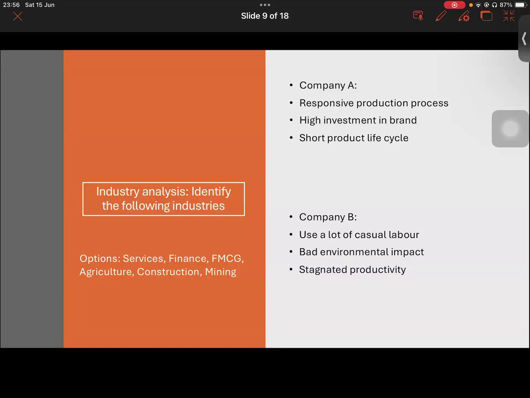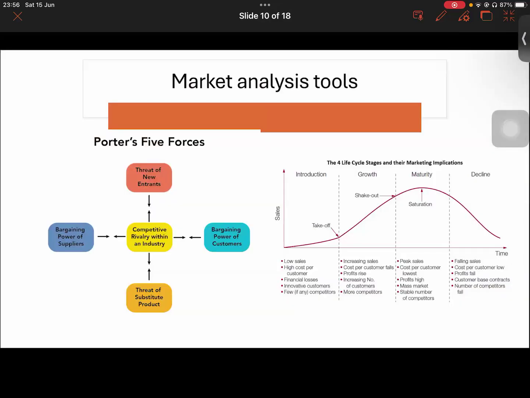Okay, for this particular question, this is a question about different industries, and in the exam you may see 2 or 3 questions like this. Okay, and now there's the answer. Let's continue with the other part of chapter 2 about market analysis.